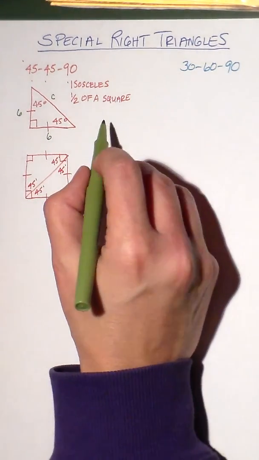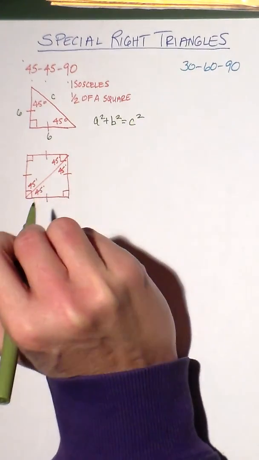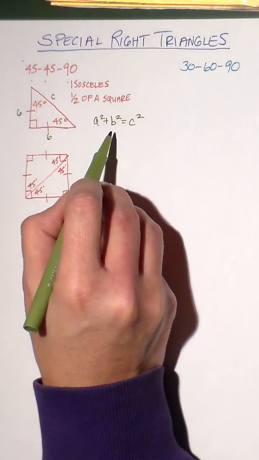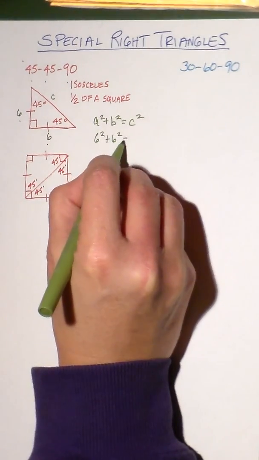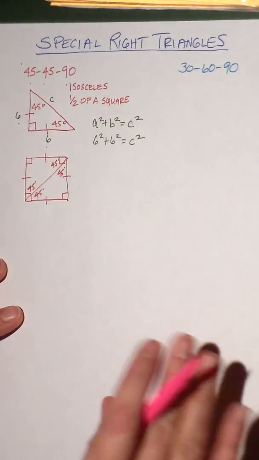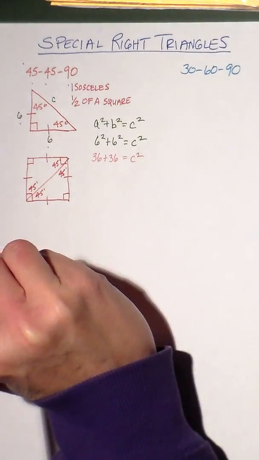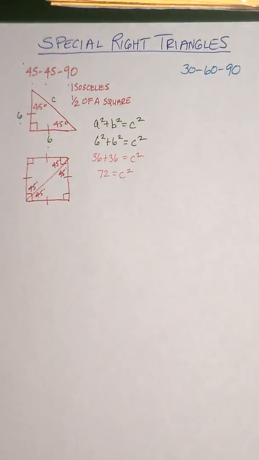So I'm going to use the Pythagorean theorem first. The Pythagorean theorem says in a right triangle, the sum of the squares of the legs equals the square of the hypotenuse. So a squared plus b squared equals c squared. What are a and b in this picture? 6 and 6. So 6 squared plus 6 squared equals c squared. 6 squared plus 6 squared is 36 plus 36, not 12, like a lot of us like to think. So 72 is equal to c squared.